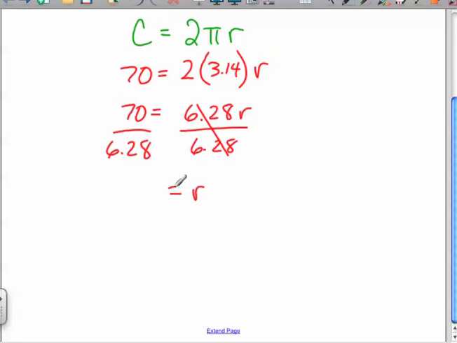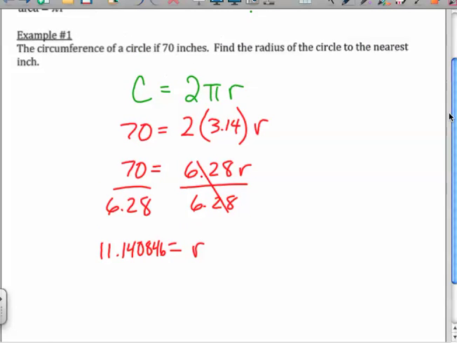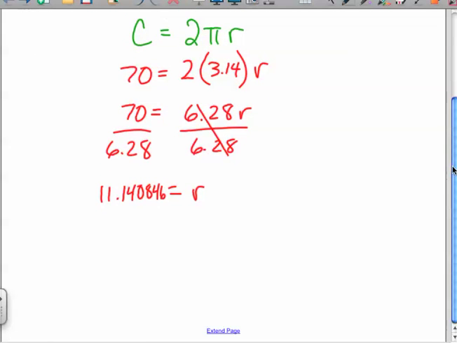Armand, what you got? 11.14084602. 140846, and then I'm out of room. Because I know I'm not rounding to that far. Let's see. It says to the nearest inch. So they want to go to the nearest whole number. So I'm going to put my gate right there at the decimal, and I'm going to look at the 1. I don't care about any of the numbers behind that. Should it drop down to 11 or go up to 12? Drops down to 11. So the radius is 11 inches.